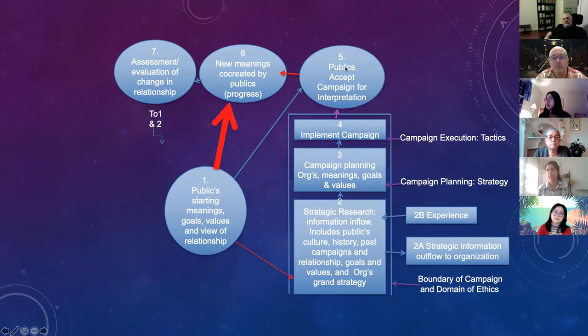So publics, if they accept or reject a campaign, are telling us something about what they think of the tactics or the strategy. And at the end, when we do assessment and evaluation, we find out again what they thought about not just the strategy and tactics, but specifically about the values reflected. That didn't answer your question, did it?